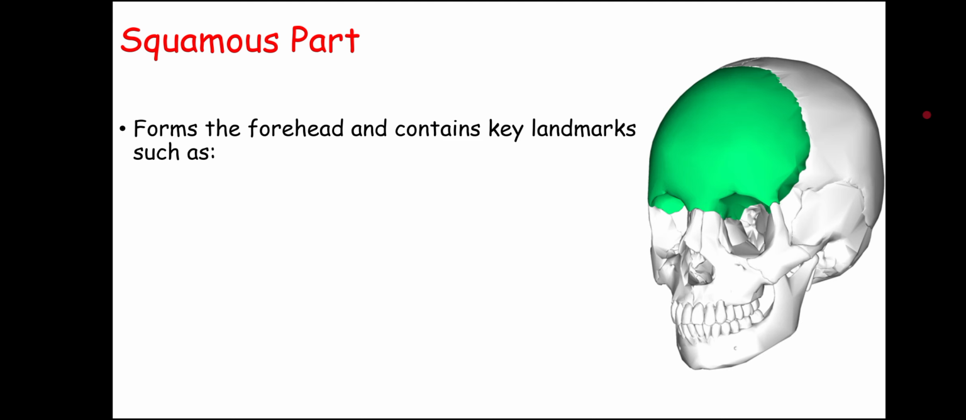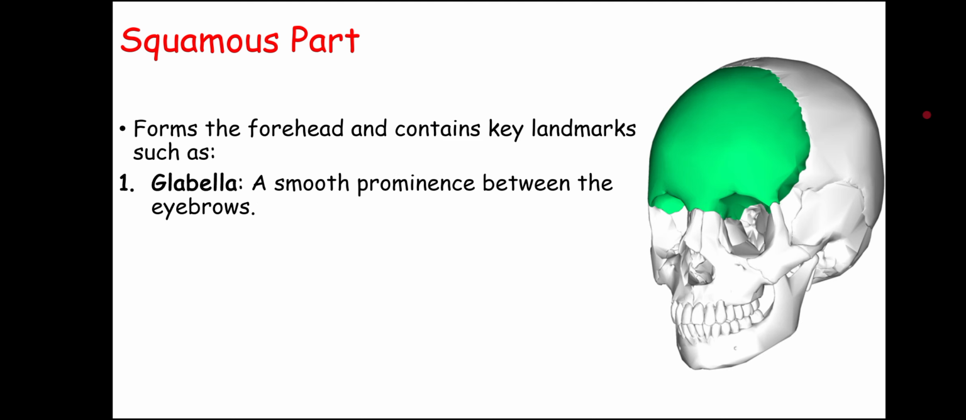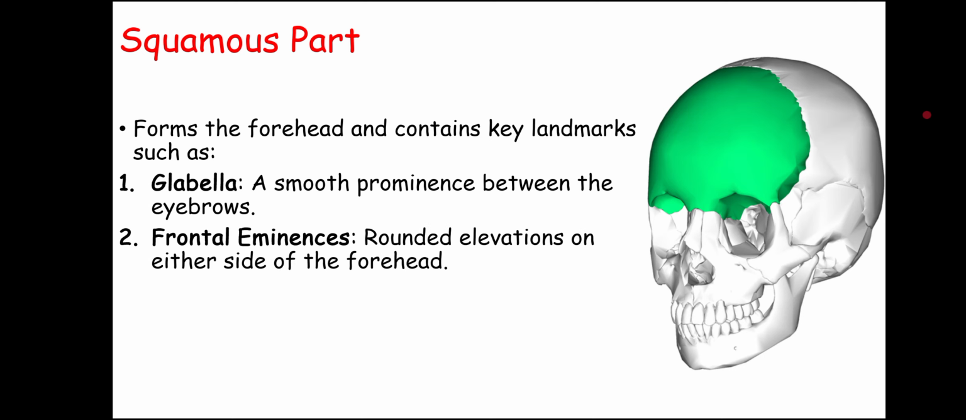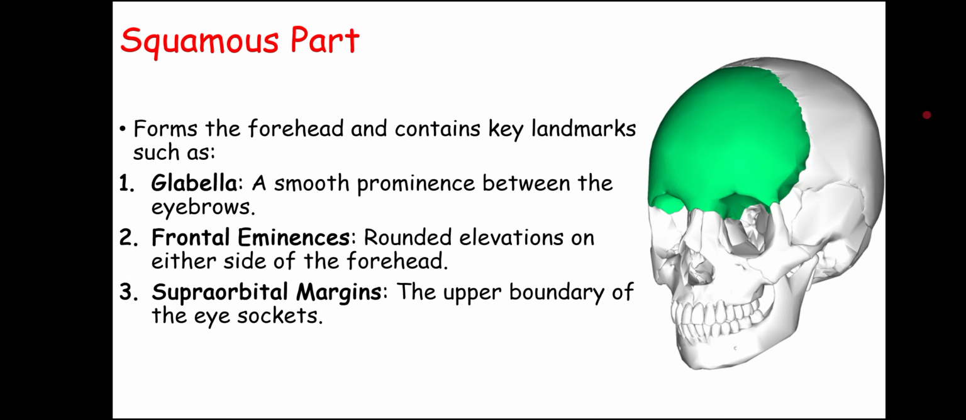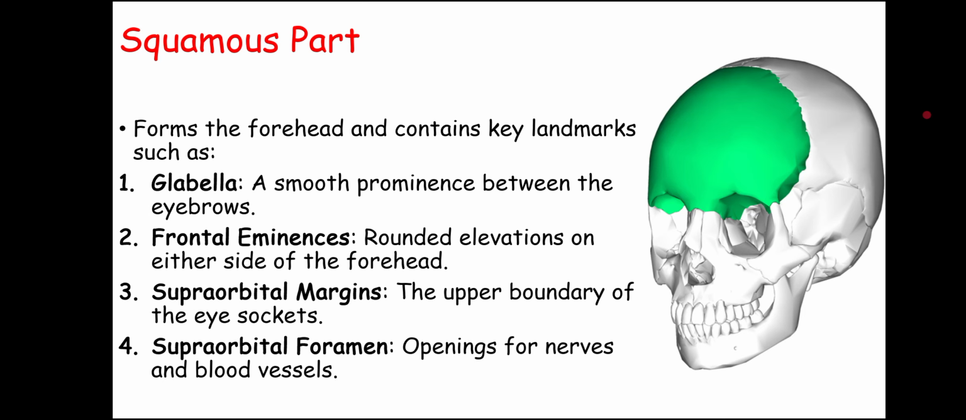Squamous part forms the forehead and contains key landmarks such as glabella, that is a smooth prominence between the eyebrows. It also has frontal eminence, that is basically the rounded elevation on either side of the forehead. And it also has supraorbital margins that are the upper boundary of the eye socket, and the other feature is supraorbital foramen, that is basically the opening for nerve and blood vessel at the supraorbital margin.